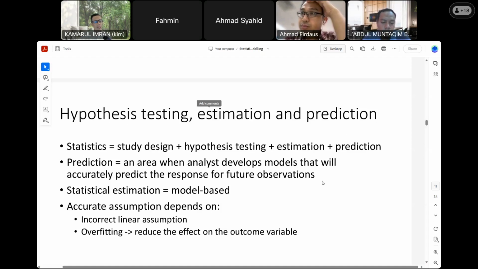Statistical estimation is different. It is model based. So in prediction, when you use machine learning, there are many machine learning algorithms or methods, maybe hundreds. In fact, if you look at large language models, it can be thousands of machine learning models. But for statistical assumptions, not so many, yeah.